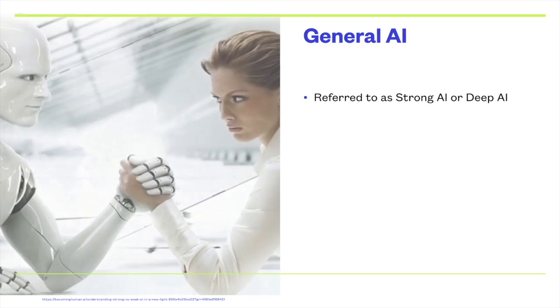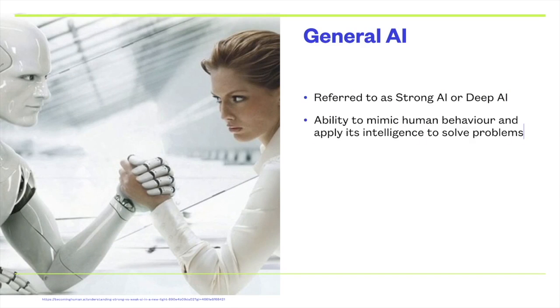Okay, so moving on, we come to general AI, also referred to as strong AI or deep AI. And yeah, I think it should be able to at least arm wrestle with humans. But jokes aside, a strong AI should have the ability to mimic human behavior and apply its intelligence to solve problems. Not just that, the most crucial aspect of a general AI is that it should have the ability to discern the needs of a person, the emotions, the beliefs, and the thought process.